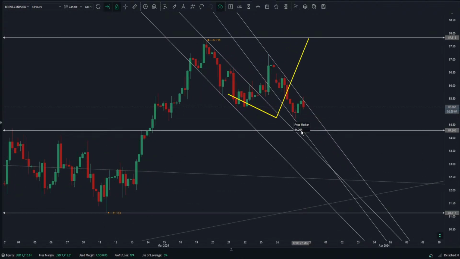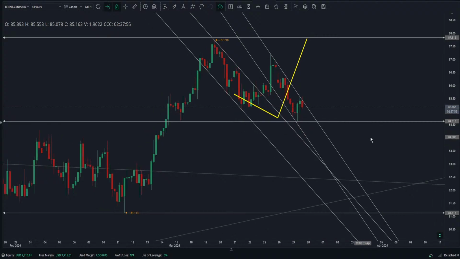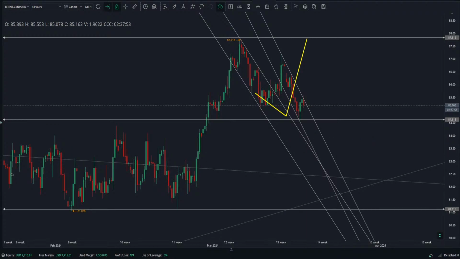If the price breaks below this low, which the price has created with this green candle, that is 84.61, if it breaks to the downside, then we can look for selling opportunities in this one again. Right now we are bullish on this market.